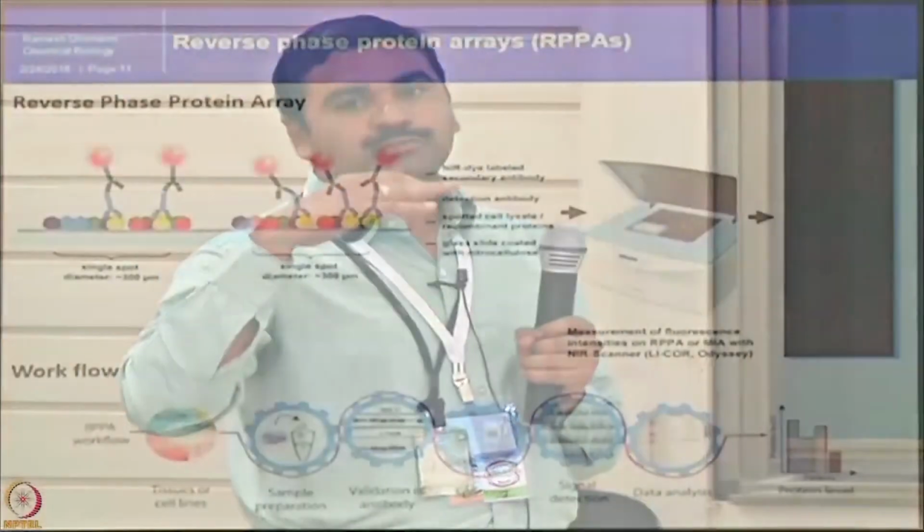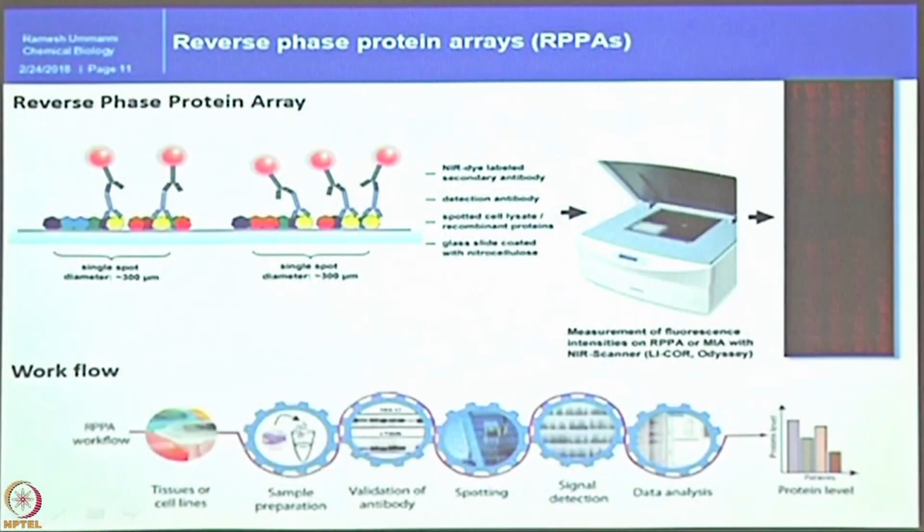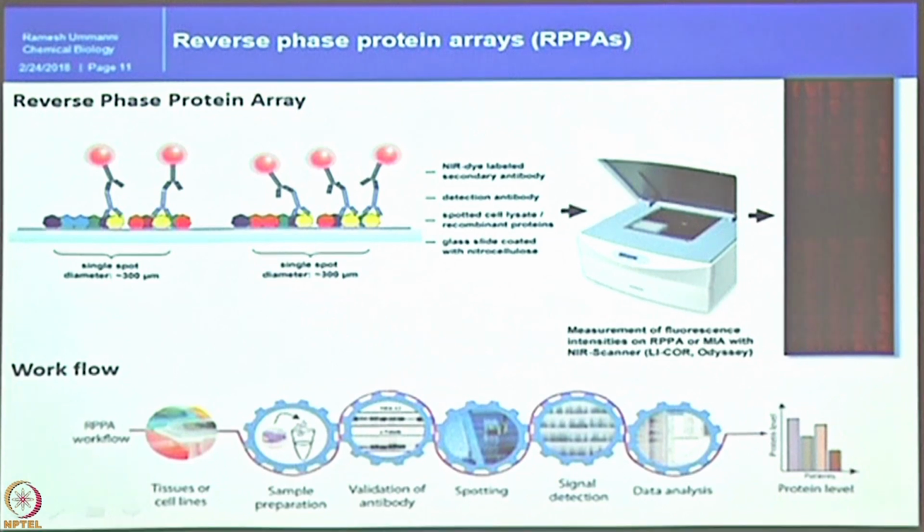So then here I would like to highlight how the array looks once you print. You can see the glass slide coated with nitrocellulose, these spotted lysates, which can be recombinant proteins or total protein lysates, and here is a detection antibody and near infrared dye labeled secondary antibody. It's the same simple Western blotting approach explained to a plus 2 standard student. Okay, advantage: single spot diameter is 300 micrometer. That's why you can accommodate more samples on a slide. Then you can perform the array and you will get the signals like this.